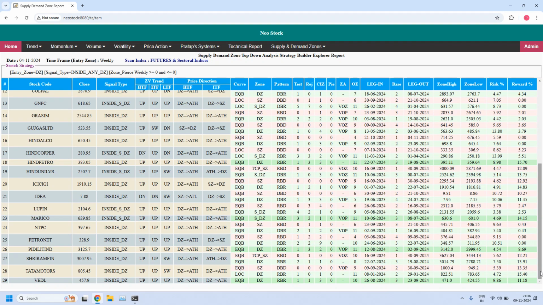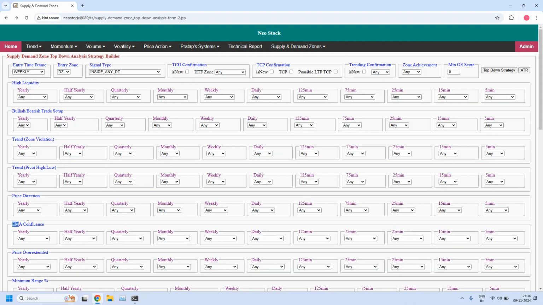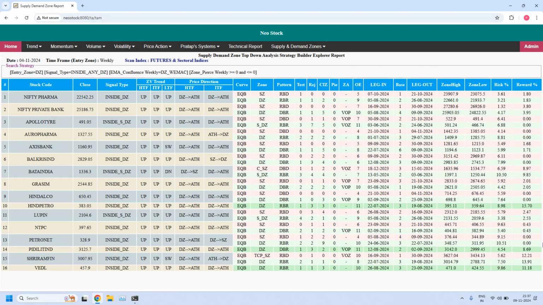In these we need to look for high probability setup zones. That's why I want to select weekly demand zones having weekly EMA Confluence. So in the EMA Confluence, weekly time frame, weekly demand zones with weekly EMA Confluence, I enable the filter. Now the list is reduced to 16.